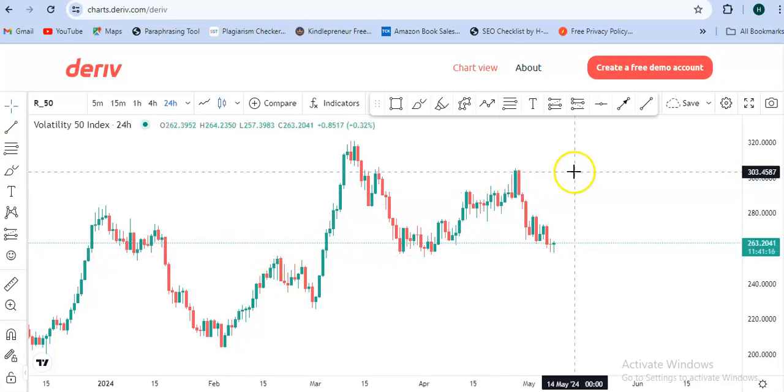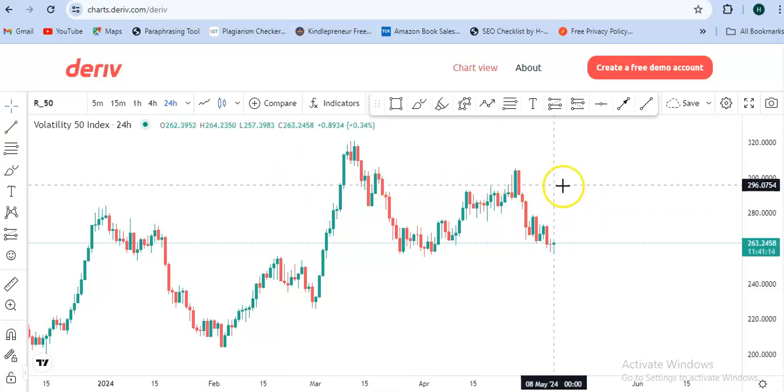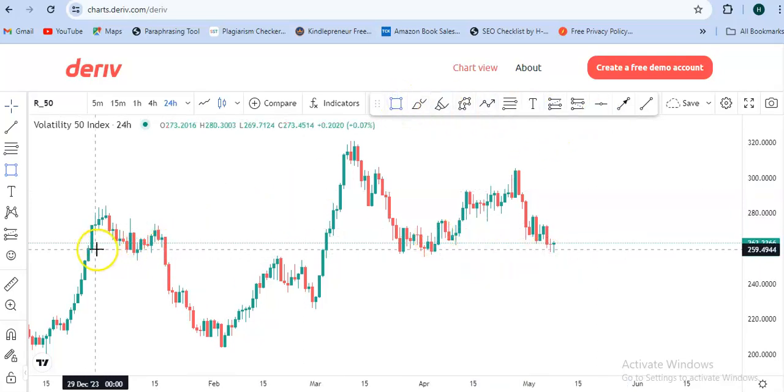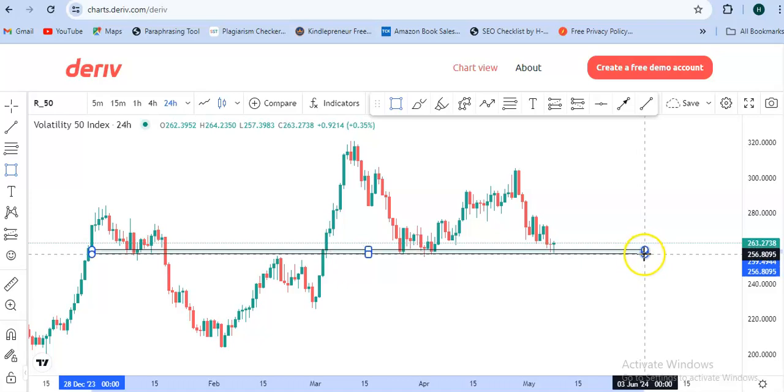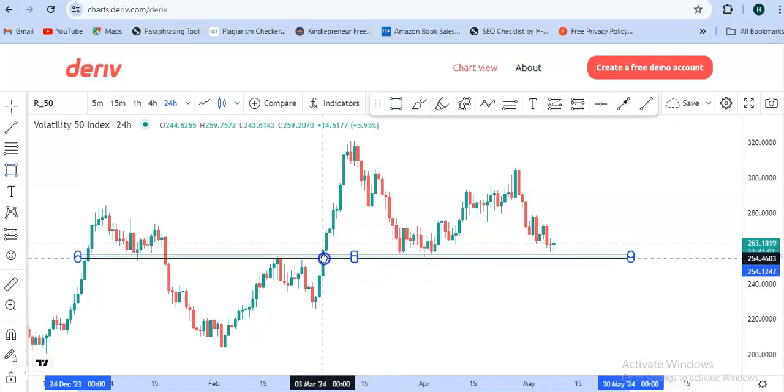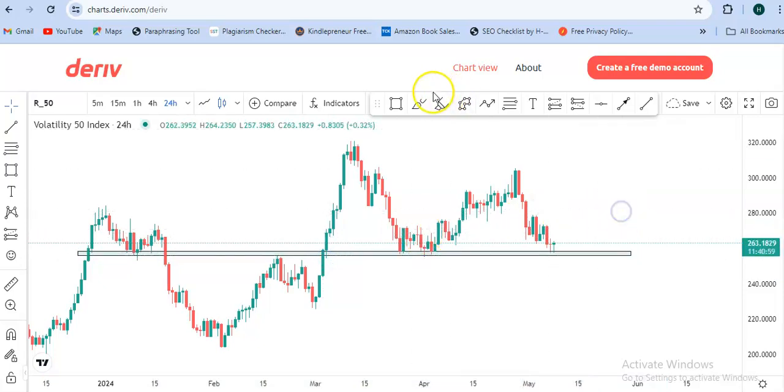Alright, so first of all, I've come to the daily time frame to start my analysis, and you can see that the market is currently on a key level. You can see we have a key level right here where the market bought and sold, and I can mark it with this rectangle. You can see it buys and sells around this particular spot.